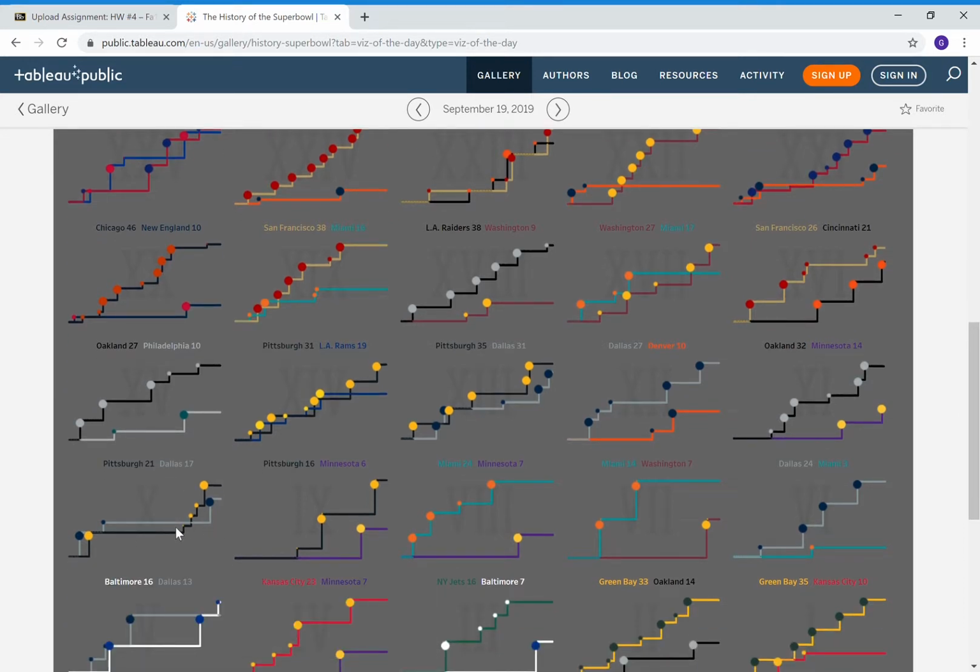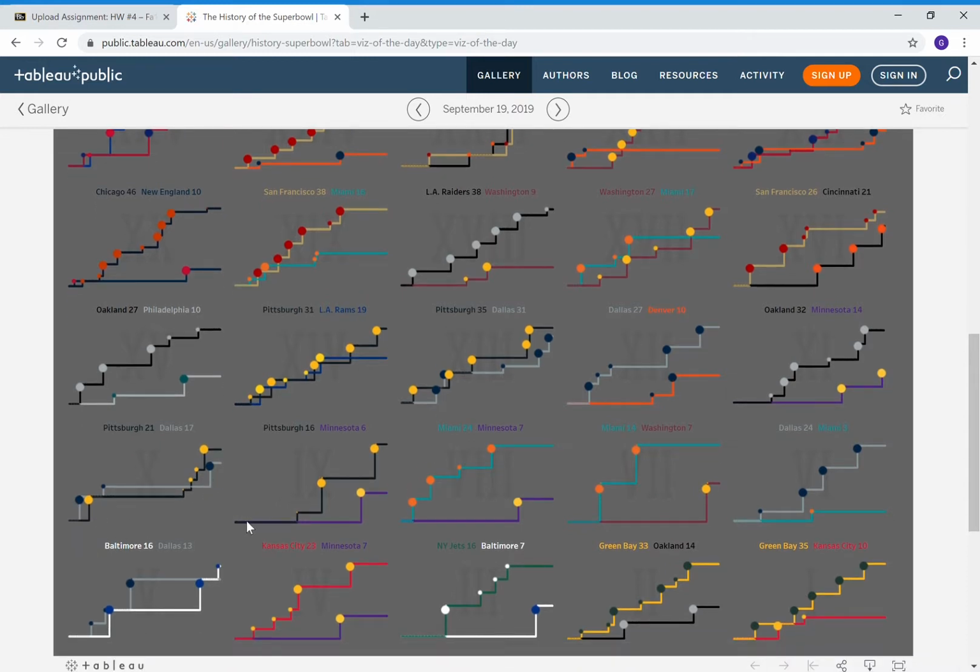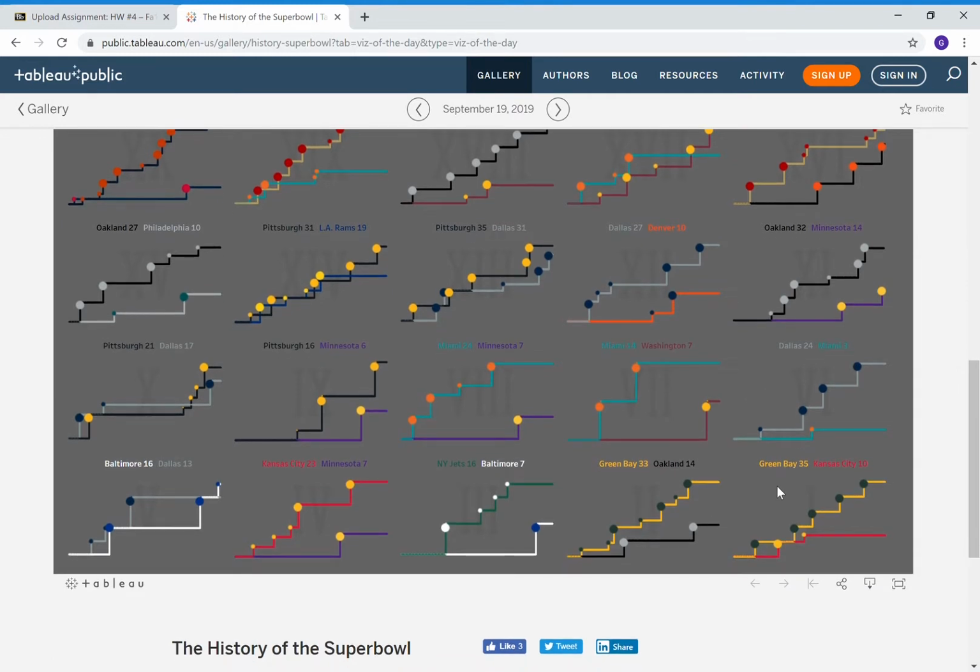This line from here to here is going to be the length of all four quarters, and overtime is represented by the extra lines there. Oh, sorry, the different colored lines are for the even score, when they were tied.